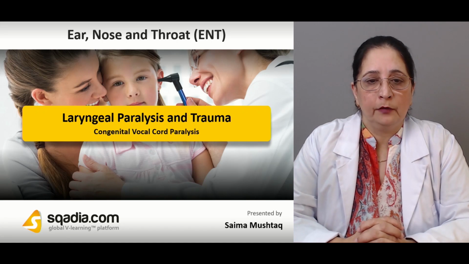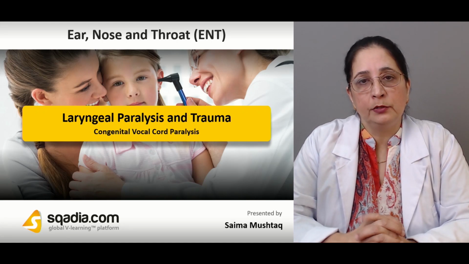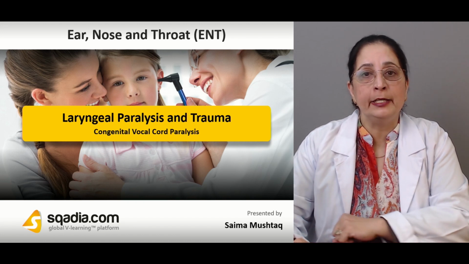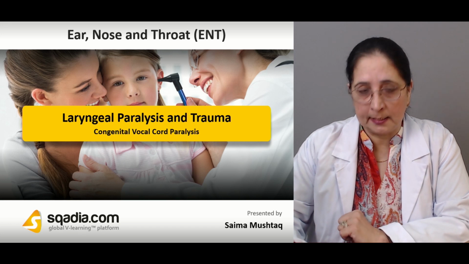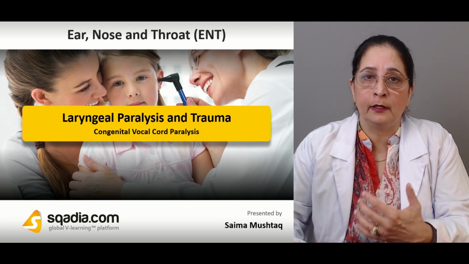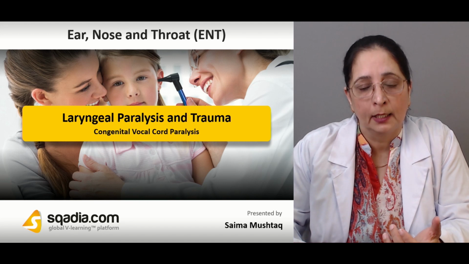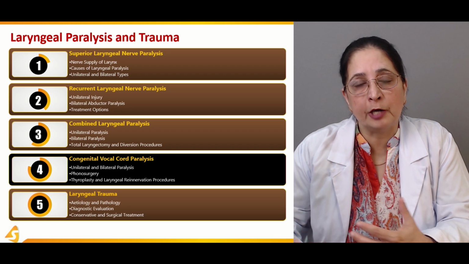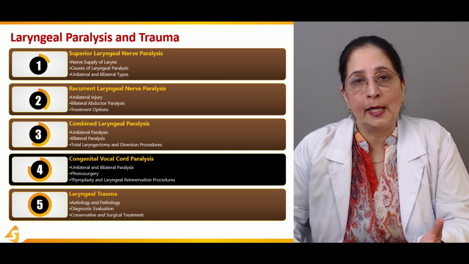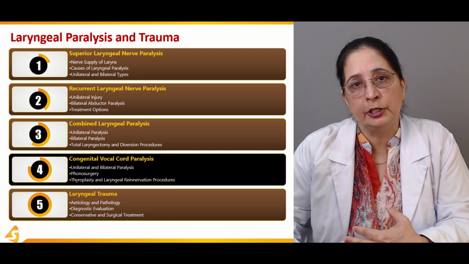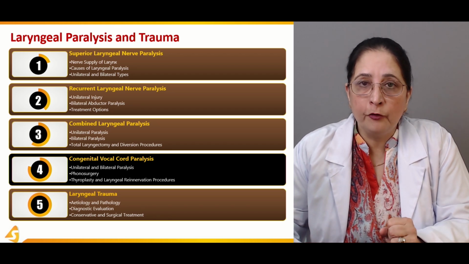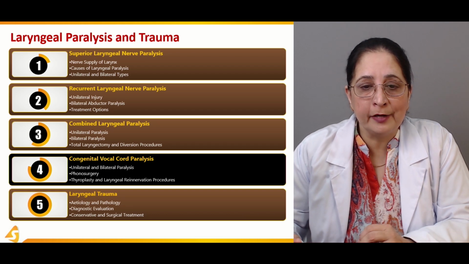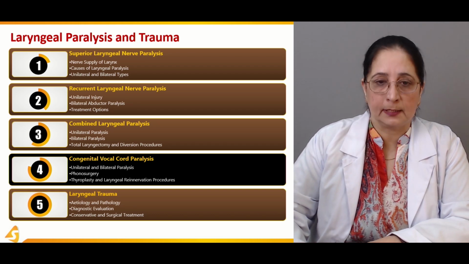In the fourth section of our lecture, now we will discuss the causes of paralysis which are associated with congenital vocal cord paralysis, that is, paralysis of the larynx due to congenital causes. In this, we will talk about both unilateral and bilateral paralysis associated with different congenital causes, phonosurgery, thyroplasty, and laryngeal re-innervation procedures.